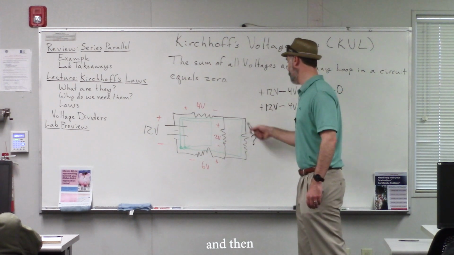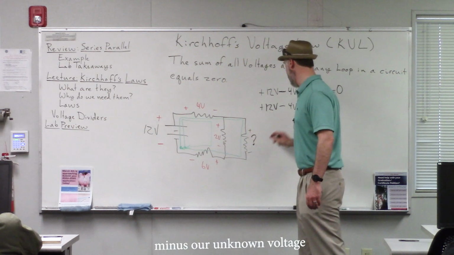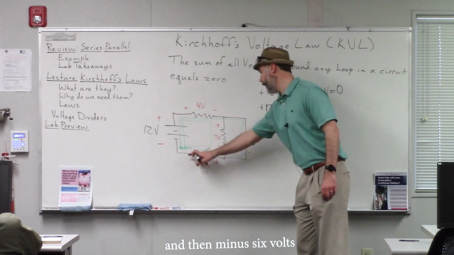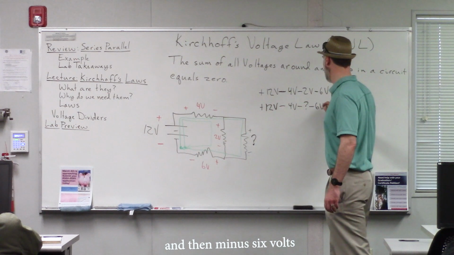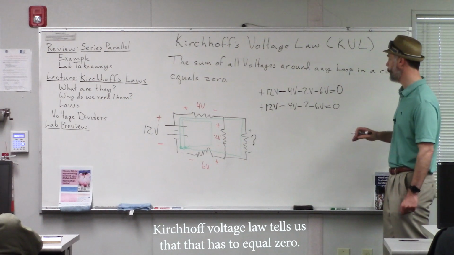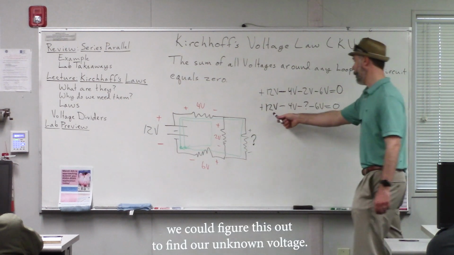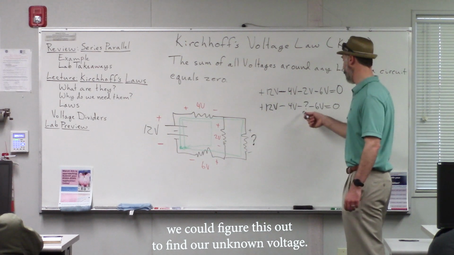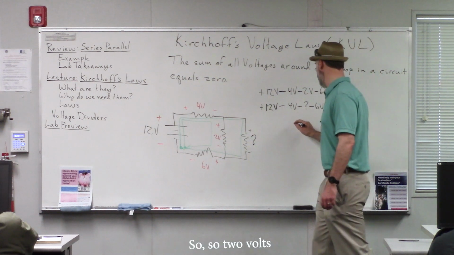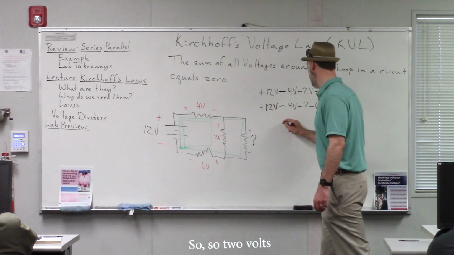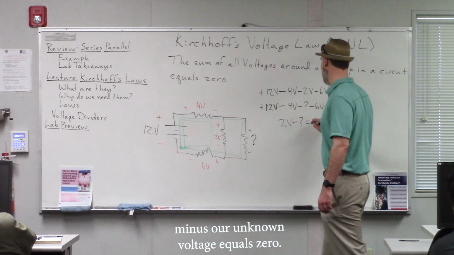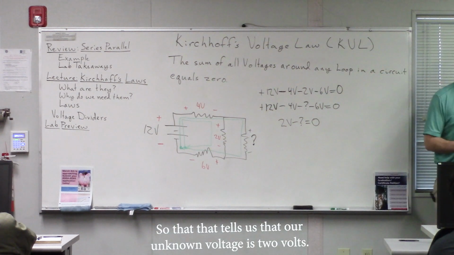And then minus our unknown voltage, and then minus 6 volts, altogether equals 0. Kirchhoff's voltage law tells us that that has to equal 0. So then we could figure this out to find our unknown voltage. So 12 minus 4 gives us 8, and then minus 6 gives us 2. So 2 volts minus our unknown voltage equals 0. So that tells us that our unknown voltage is 2 volts.